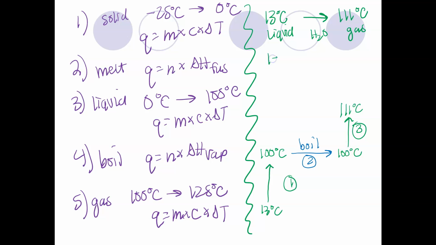Step 1, I'm not going to do the math right now. I just want us to decide which of the 2 equations we need to use. It's either going to be Q equals m times c times delta T, or Q equals n times delta H. Well, if I'm going between 2 temperatures, it's going to be the delta T one. Number 2, it's going between 100 and 100, so there's no delta T. Which one do you think this is going to be? Delta H fusion, delta H vaporization, or delta H sublimation? Or boiling, so that's vaporizing. And then step 3, we're going between 100 and 111 degrees Celsius.